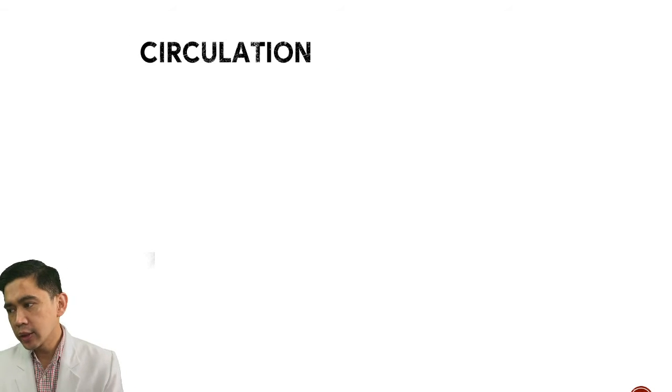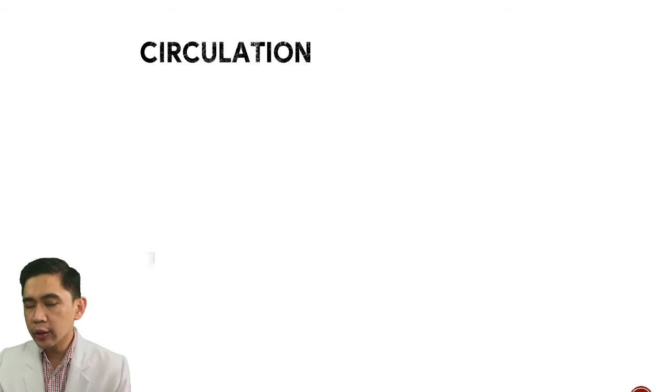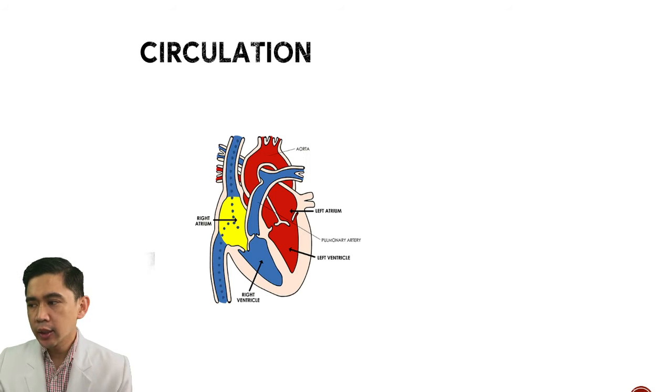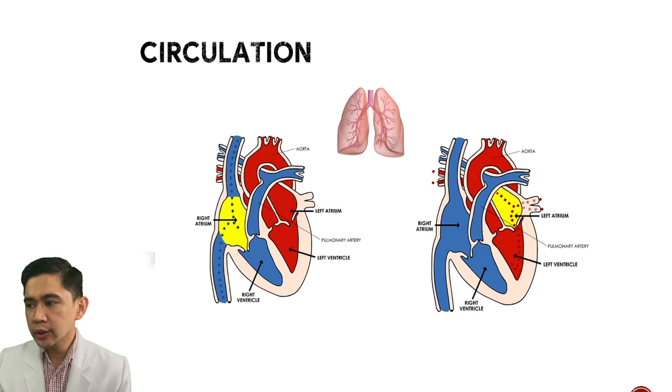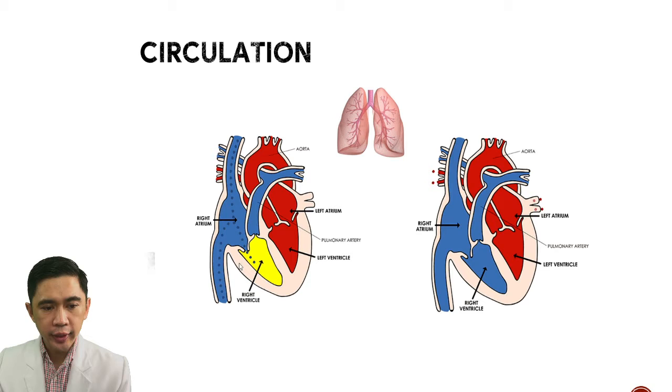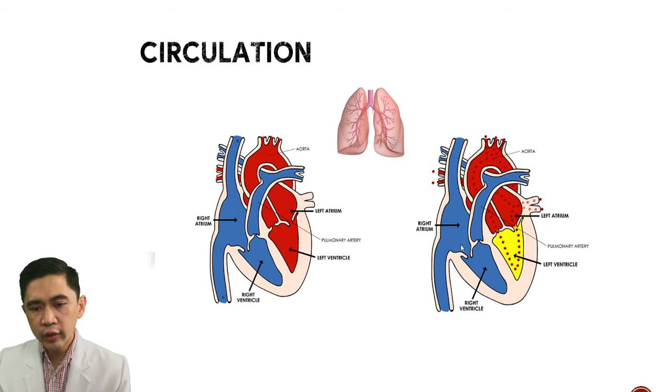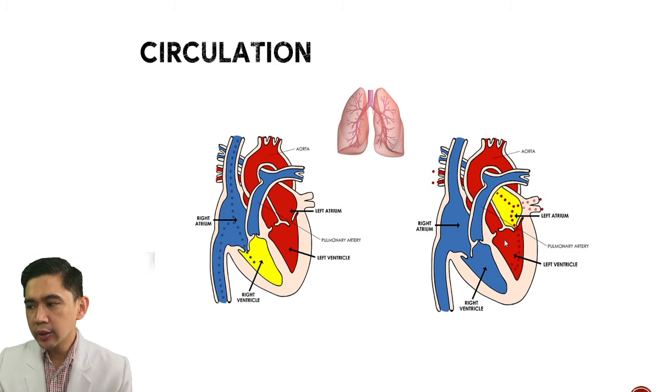Let's talk about circulation. The blood vessels of the body are functionally divided into two distinctive circuits, the pulmonary circuit and the systemic circuit. The pump for the pulmonary circuit, which circulates blood through the lungs, is the right ventricle. The left ventricle, on the other hand, is the pump for the systemic circuit, which provides the blood supply to the tissue of the cells.